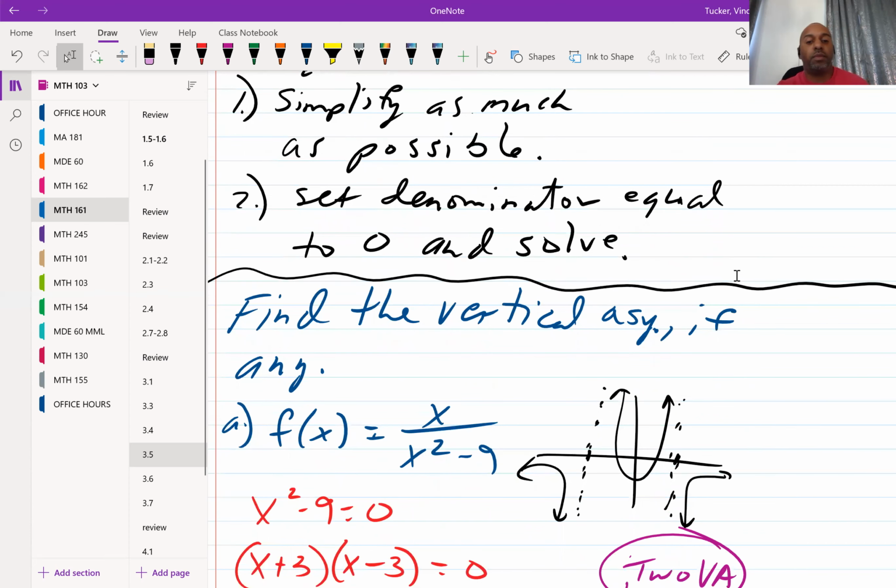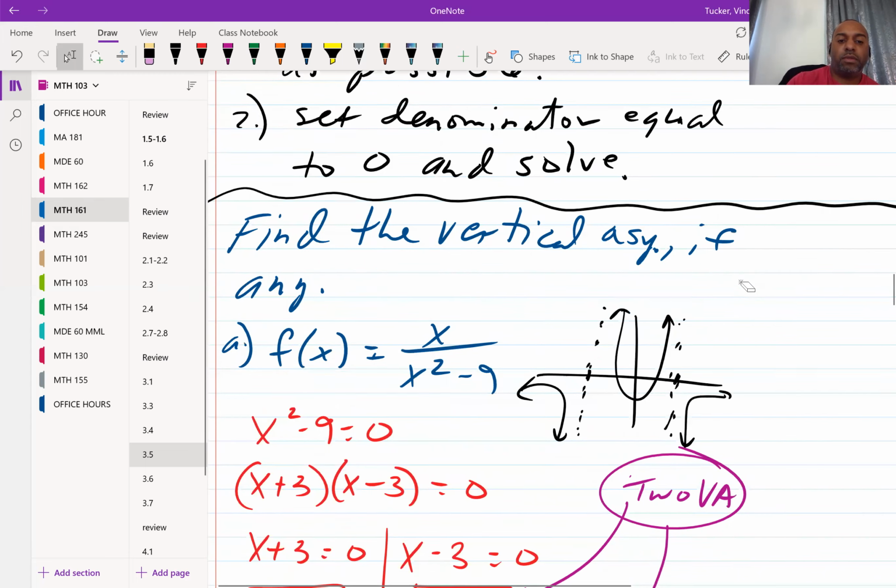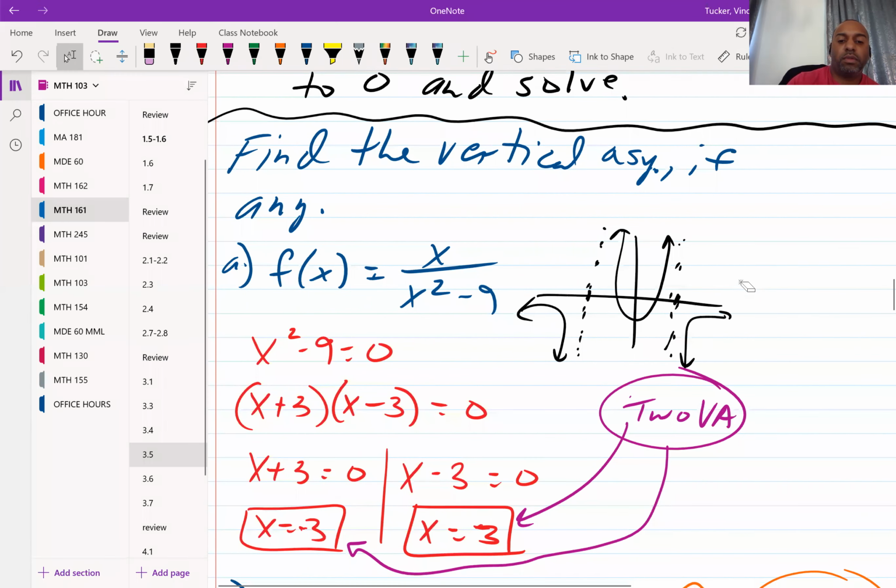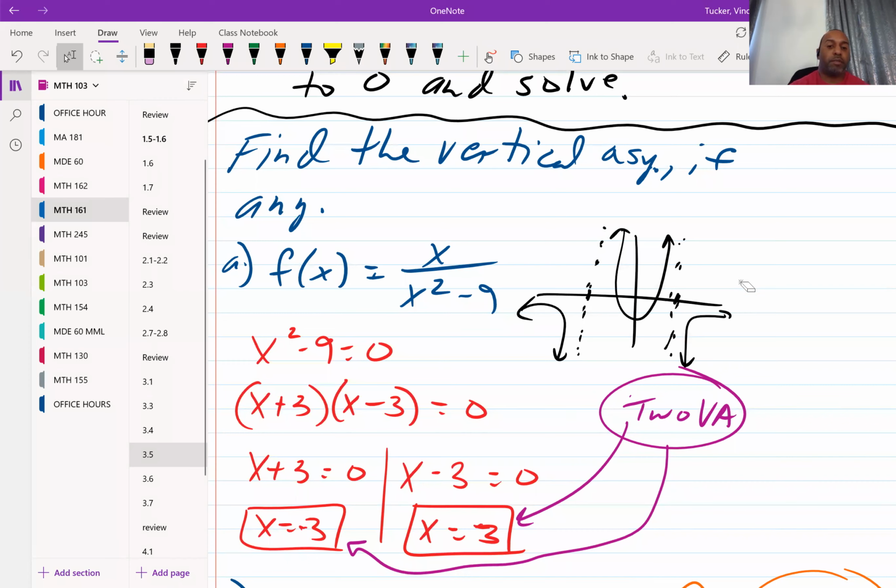So this first one, we have f of x is equal to x over x squared minus 9. There's nothing really to simplify here. It's just x over x squared minus 9. So we're going to take the denominator, set it equal to 0, and factor that out. We have x plus 3 times x minus 3. Solve both of them. We have x equal to -3 and x equal to +3. So we have two vertical asymptotes.